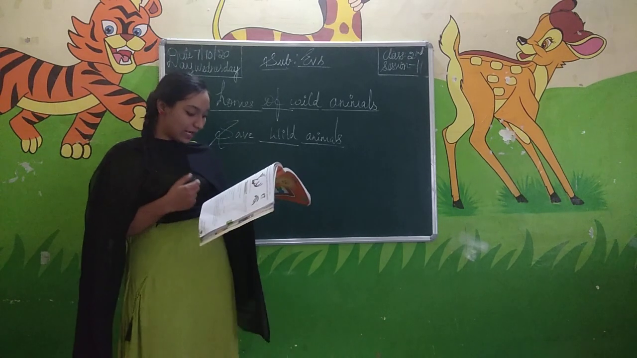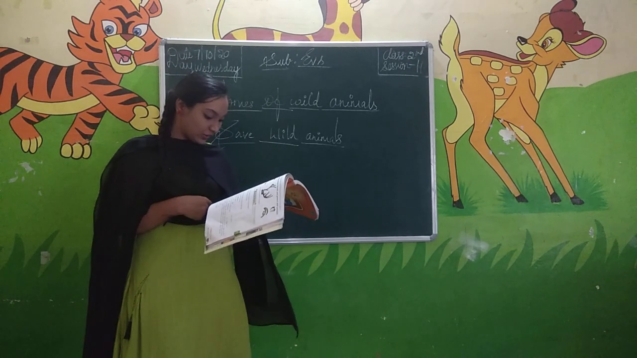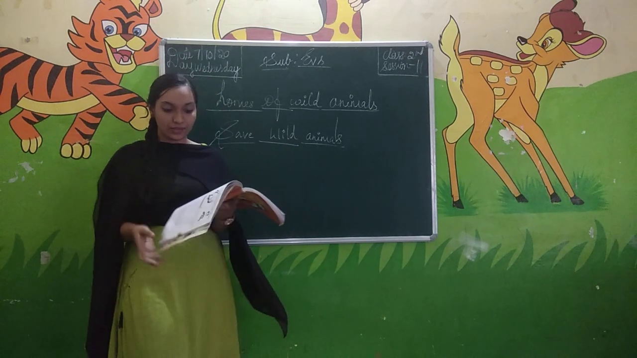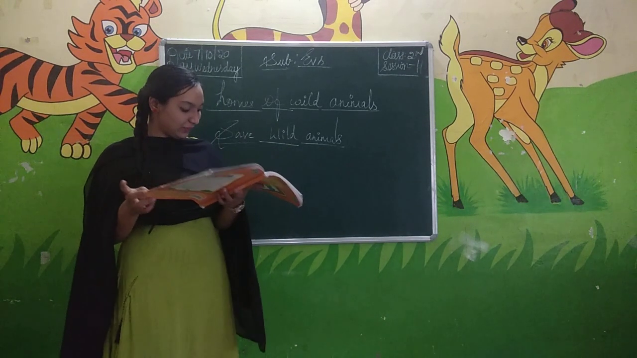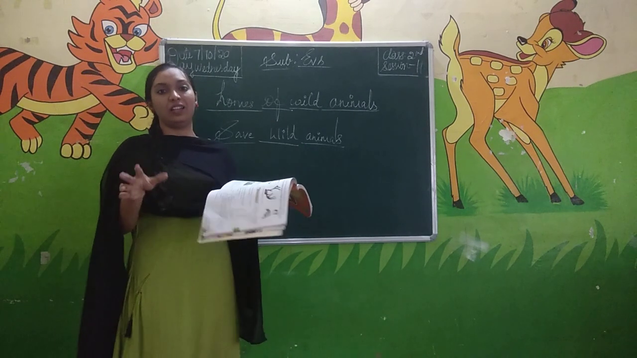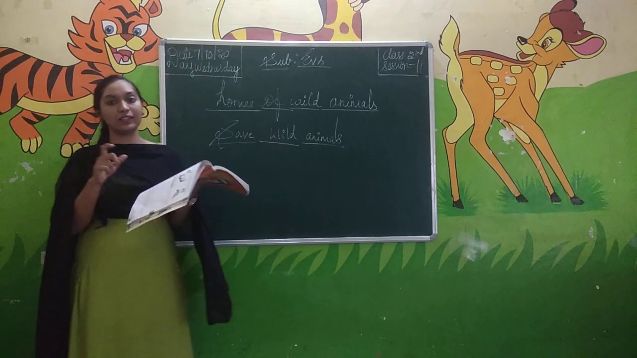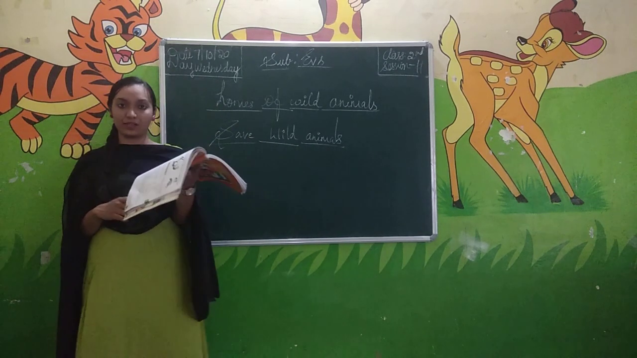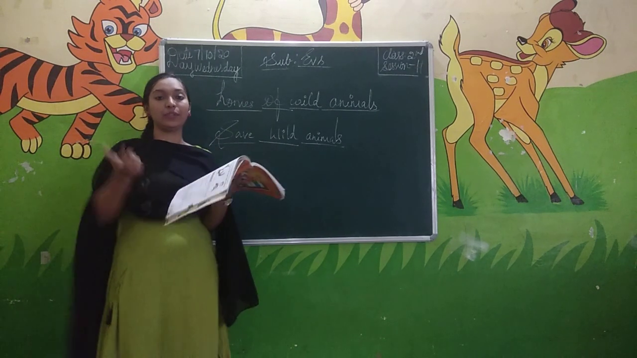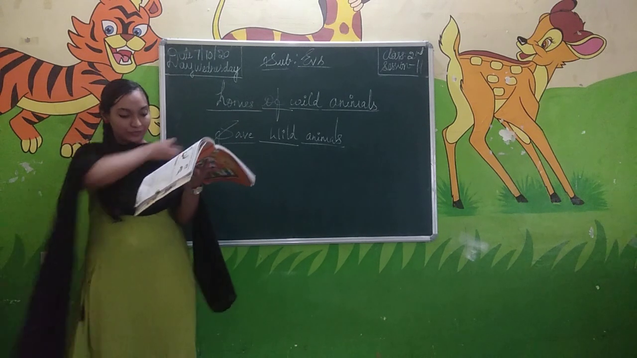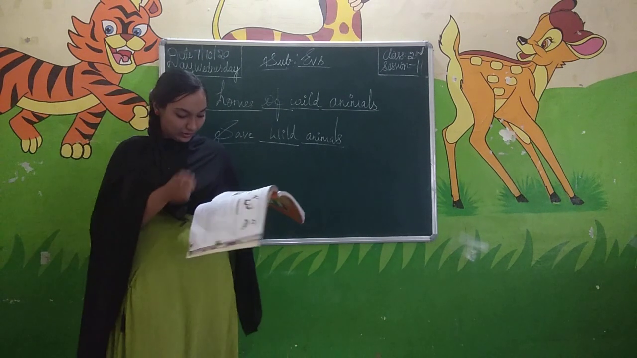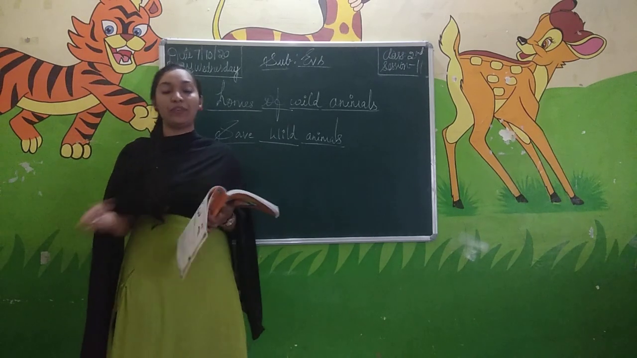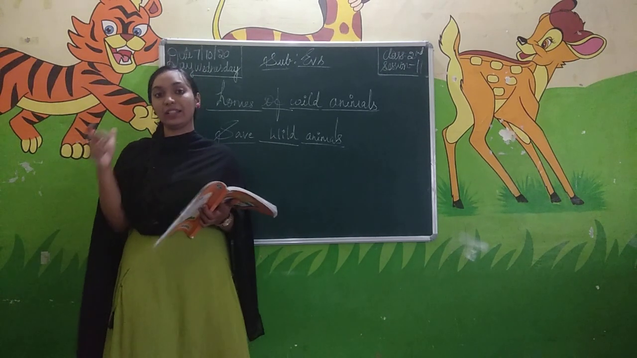Okay, so here animals like tiger and leopard. You know tiger and leopard? Yes. They are hunted for their skin. Rhinoceros are killed for their horns. So this is a picture of a horn. Elephants are killed for their tusks.